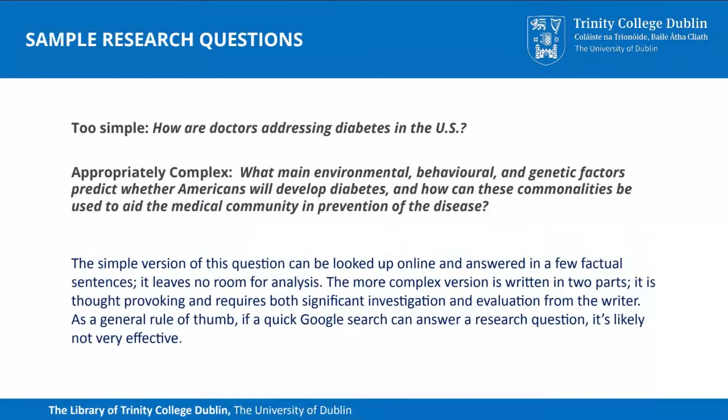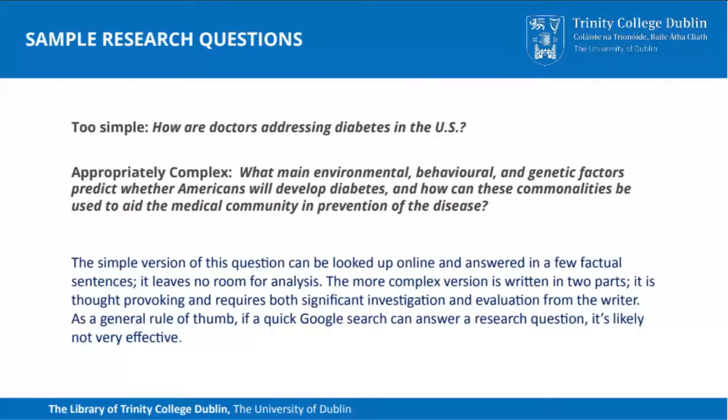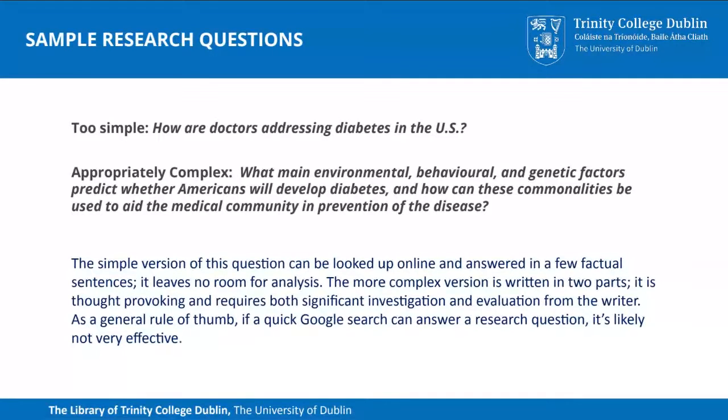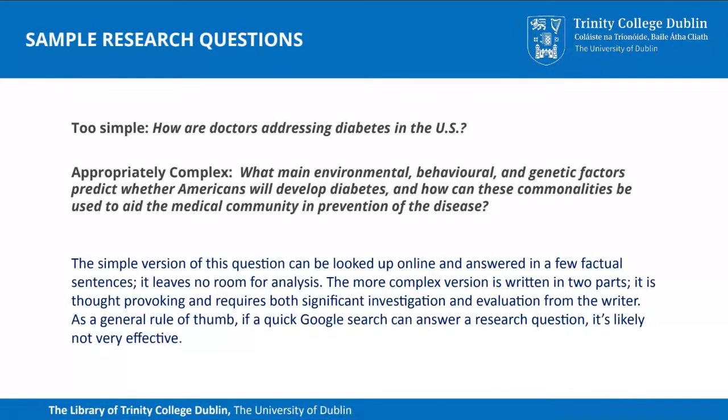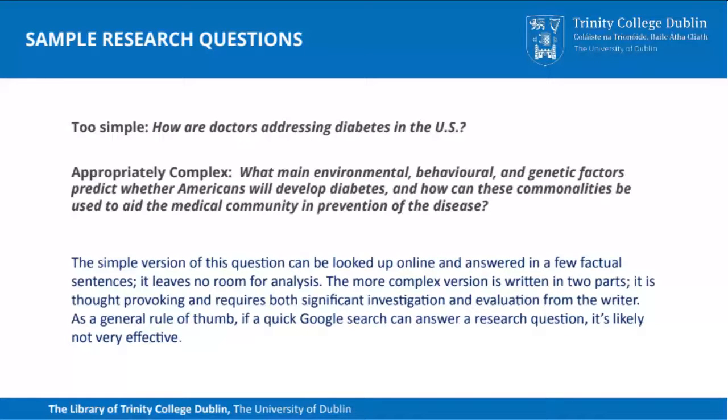A simple question could be how doctors are addressing diabetes in the US. As we can see, we have a more appropriately complex question on the same topic. What main environmental, behavioral, and genetic factors predict whether Americans will develop diabetes, and how can these commonalities be used to aid the medical community in prevention of the disease?